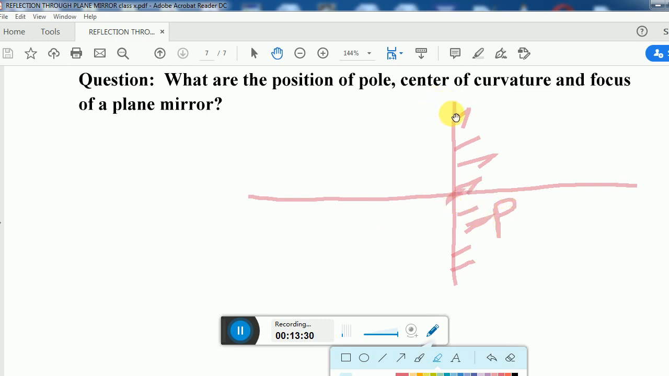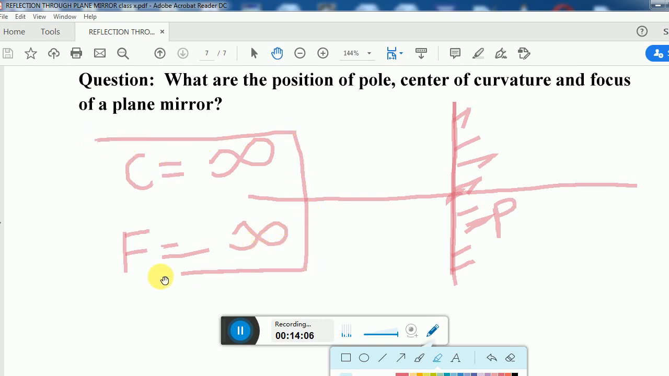Now see, remember this, in this world nothing is straight. So this is not a straight line, this is also curved. Then what is the curvature of this line? The curvature is infinity. That is why the center of curvature C of the plane mirror will be at infinity. This is the symbol of infinity, you have to draw it in this way. And as C is at infinity, the focus of the plane mirror will also be at infinity. So remember two things: the center of curvature and the focus of the plane mirror are at infinity.